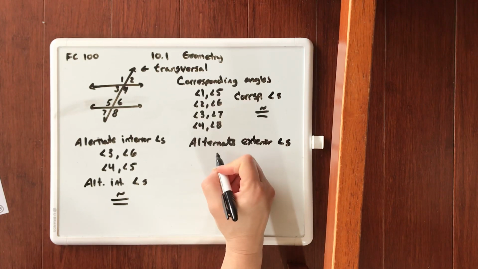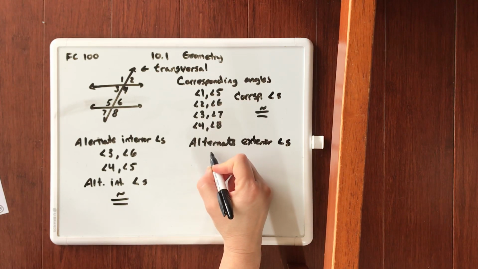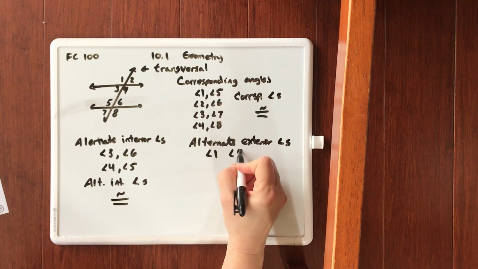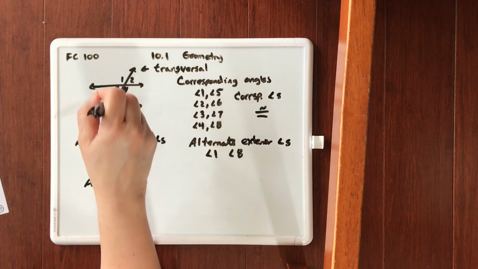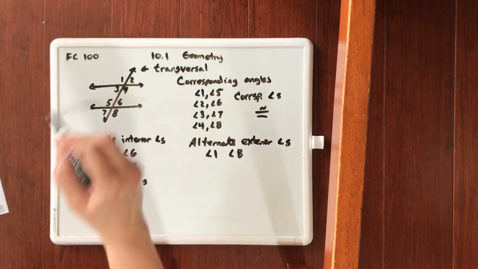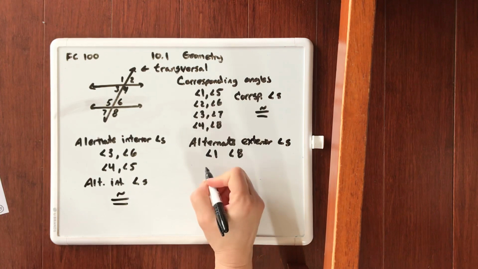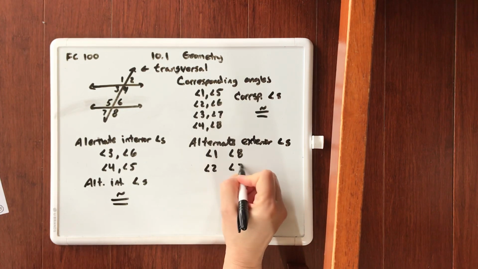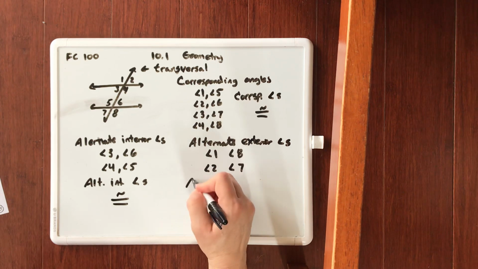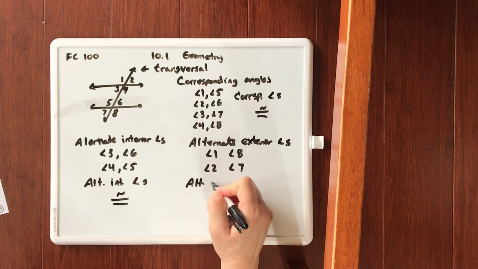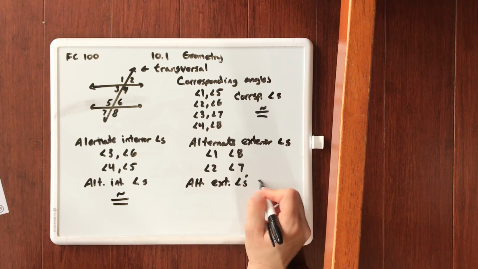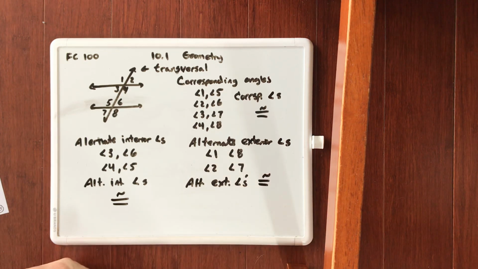So let's list those angles. Angle 1 and angle 8 are alternate exterior angles. Angle 2 and angle 7 are alternate exterior angles. And what do we know about alternate exterior angles? You are correct. Alternate exterior angles are congruent.